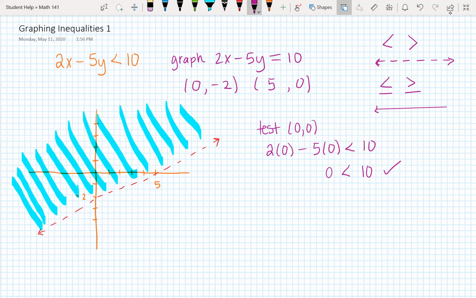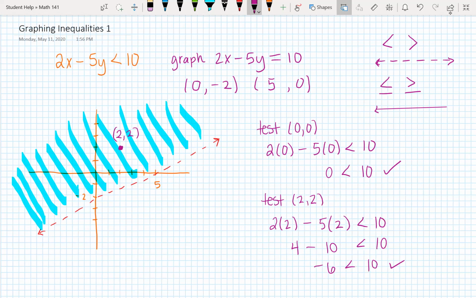Let's try a different one. Let's take the point, say, 2, 2. Let's test 2, 2. 2 times 2 minus 5 times 2, is that less than 10? 4 minus 10, which is -6. Yeah, that's less than 10. So that makes the inequality true.